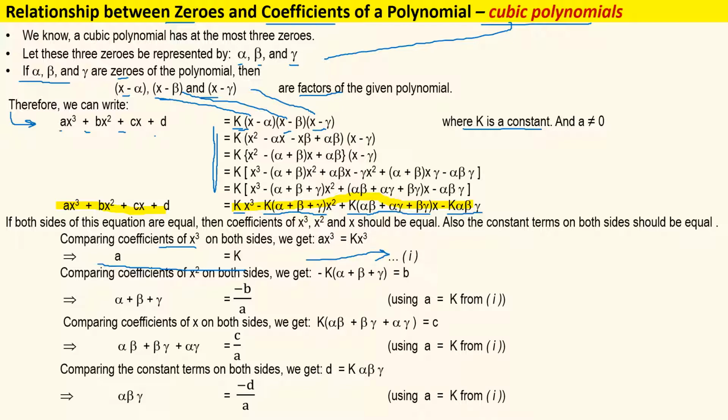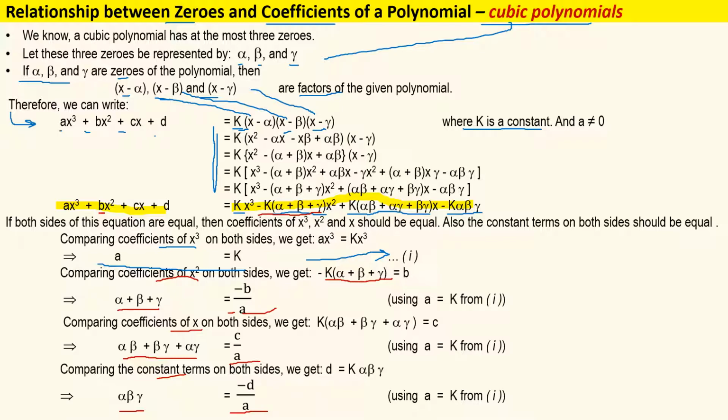Similarly, if we were to compare the coefficients of x square on both the sides, we notice that on the right hand side the coefficient of x square is minus k times alpha plus beta plus gamma, and on the left hand side the coefficient of x square is b. So if we put them both equal to each other, we get alpha plus beta plus gamma is equal to minus b by a. Similarly, comparing the coefficients of x, we get alpha beta plus beta gamma plus alpha gamma is equal to c by a. And if we compare the constant term, we get alpha beta gamma is equal to minus d by a.